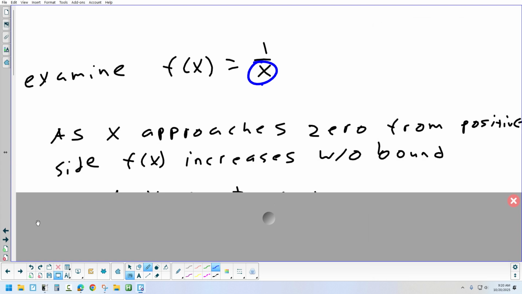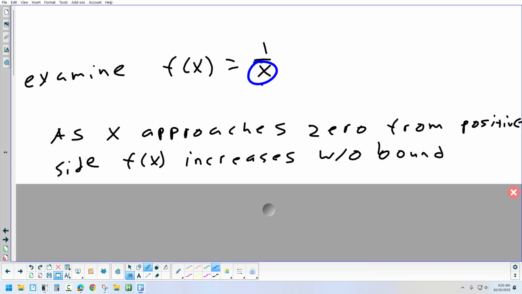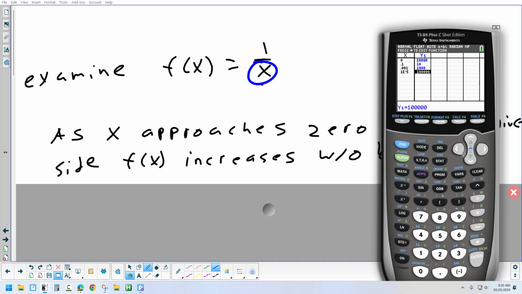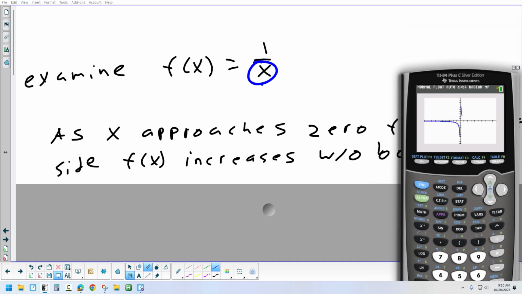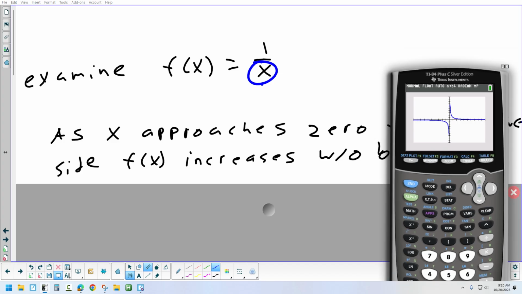Infinity, yes. So as x approaches 0 from the positive side, what does that mean? Positive side is on the right. That's where your positives are. So approaching 0 from the positive side means start somewhere on the positive side and then start heading to the 0 this way. It's coming from the positive side.